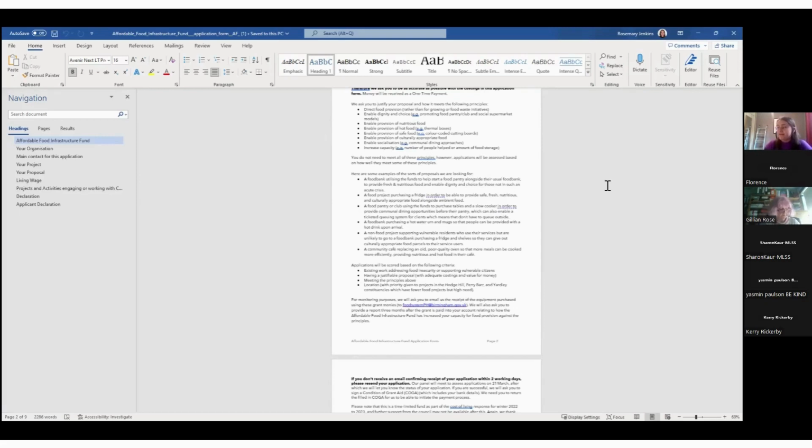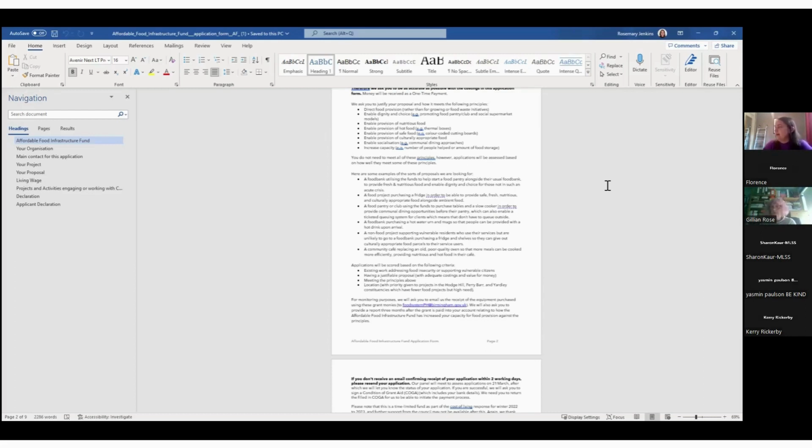So this one is the non-negotiable one. This one is for direct food provision. So it is for food that's being given out to people who are food insecure, as I said before, to increase that capacity to be able to do that. So it isn't for growing or food waste initiatives. It is for food provision to people. And again, for growing or food waste initiatives, have a look at the Birmingham Food Legends Fund, which is the other grant scheme that's going on.